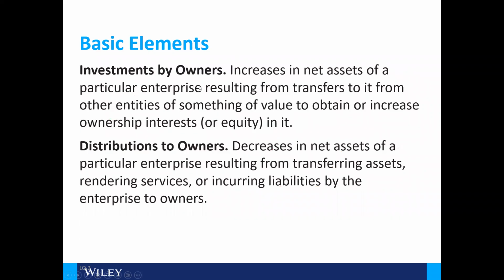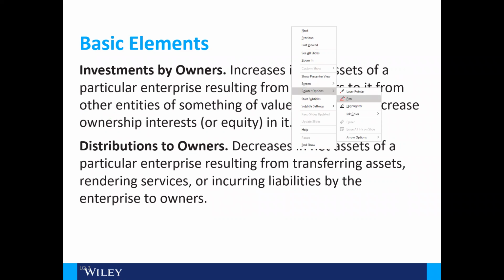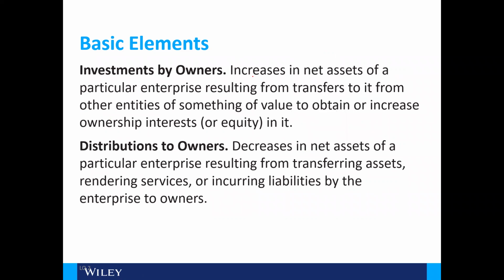All right, let's look at some other elements. We have investments by owners and distributions to owners. If we're talking about a sole proprietorship, then we're looking at simply the capital account. But if we're talking about a corporation, we're looking at preferred stock, common stock, contributed capital, or paid in capital in excess of par, which is sometimes called PIC in excess of par, or APIC, which is additional paid in capital. All those things are included in the investments by owners.